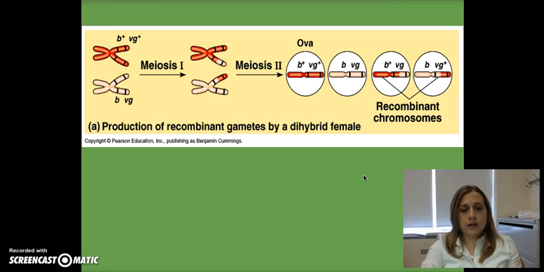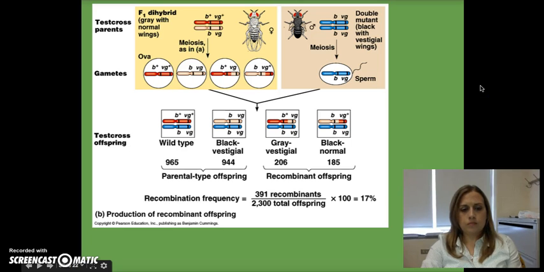This is just a diagram showing how recombinant chromosomes can occur in meiosis. So remember, during meiosis 1, you've got crossing over that occurs, and so what can happen here is when crossing over occurs, you can actually split up the original phenotypes, and that is what happened here with the recombinant chromosomes.